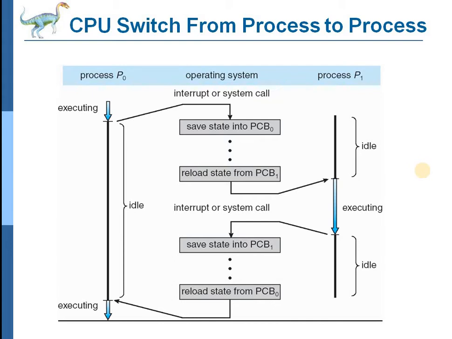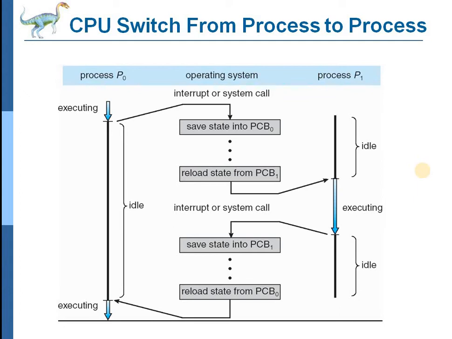Here is the example of context switch. There are two processes, process P0 and process P1. Two processes are running at the same time. It is the concept of multi-programming. At the same time, process P0 and process P1 are running. At that time, CPU context switching is involved.